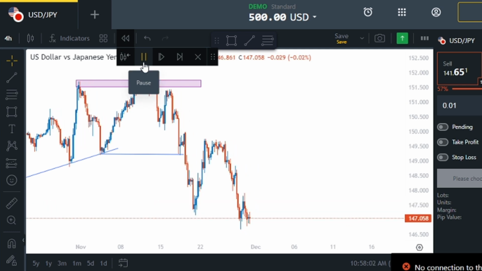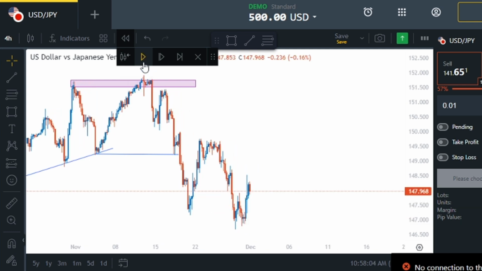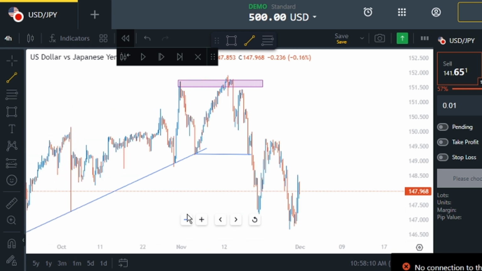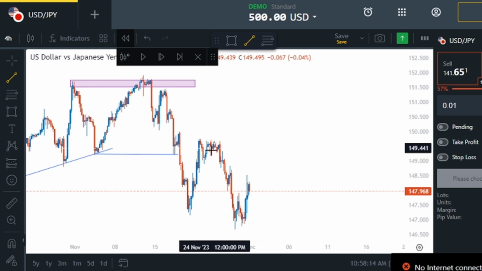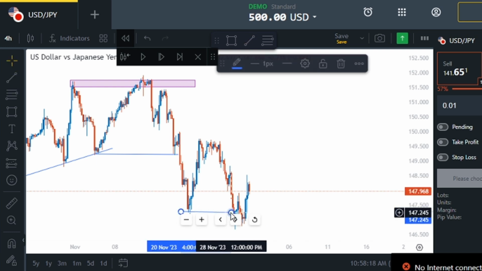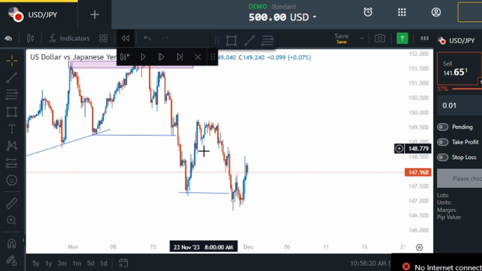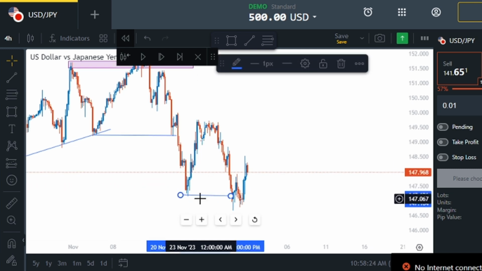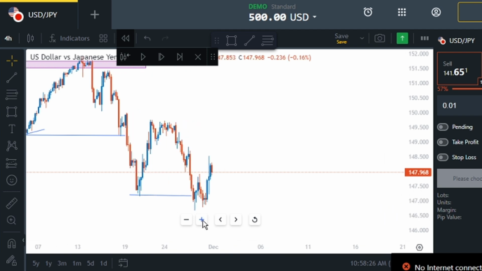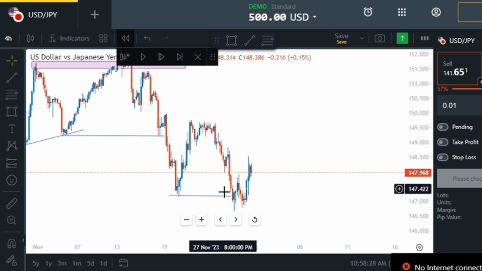As we can see, the market has broken this low. Sorry about that. Let me move it up small. The market has broken this low. I believe you can see that a candle has closed below this low.